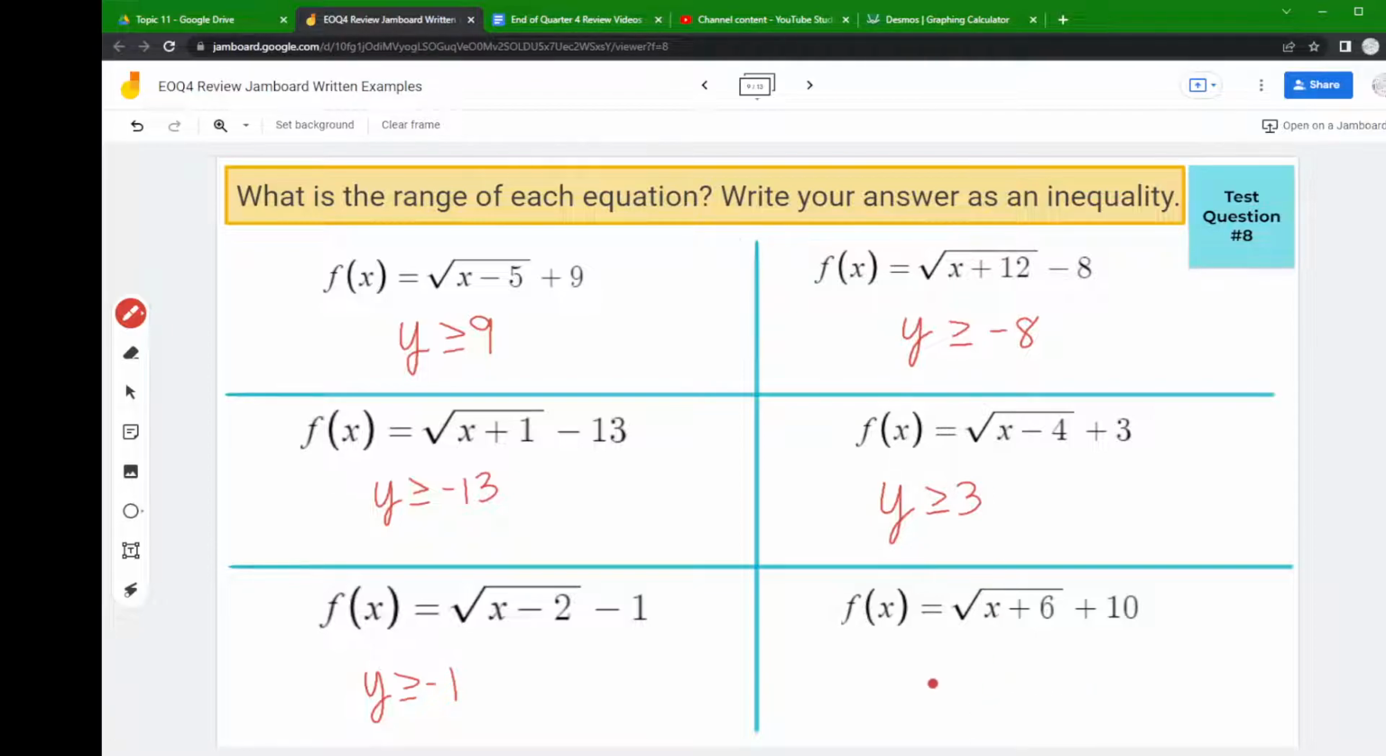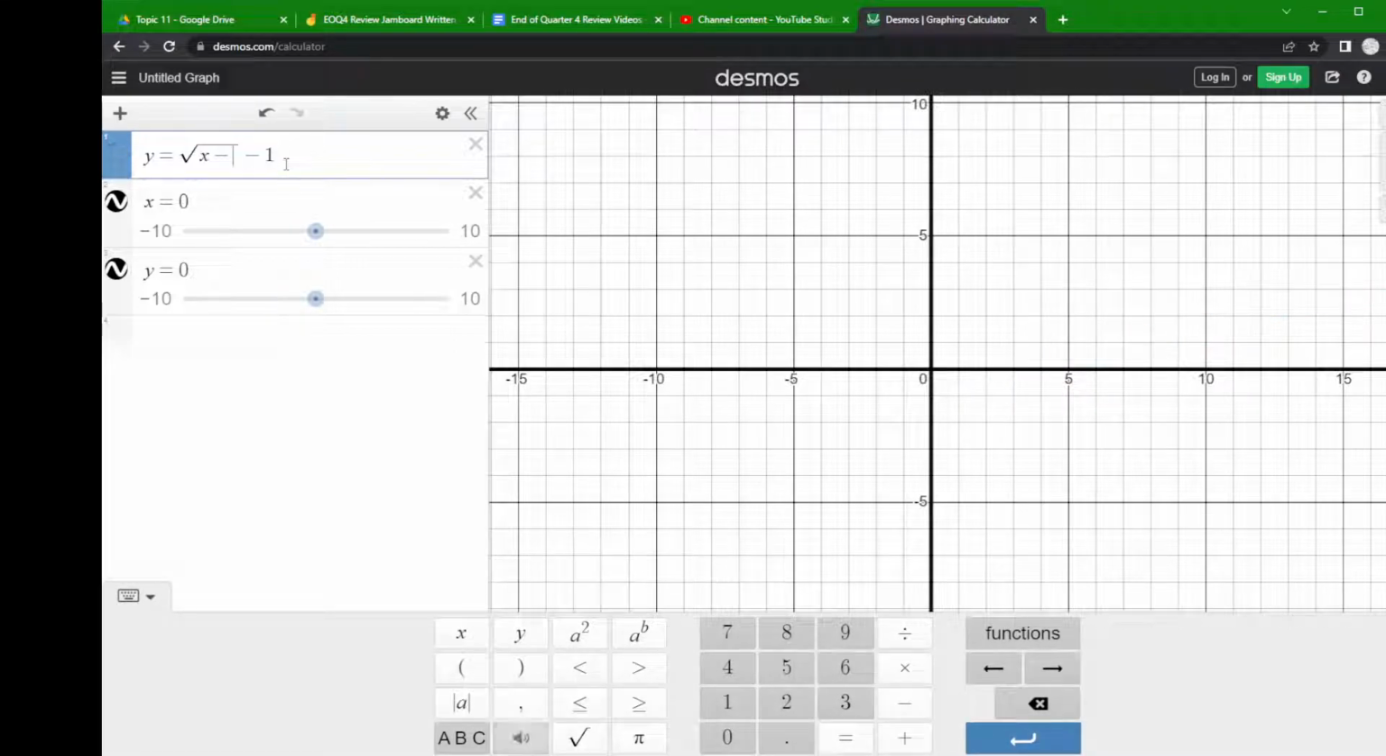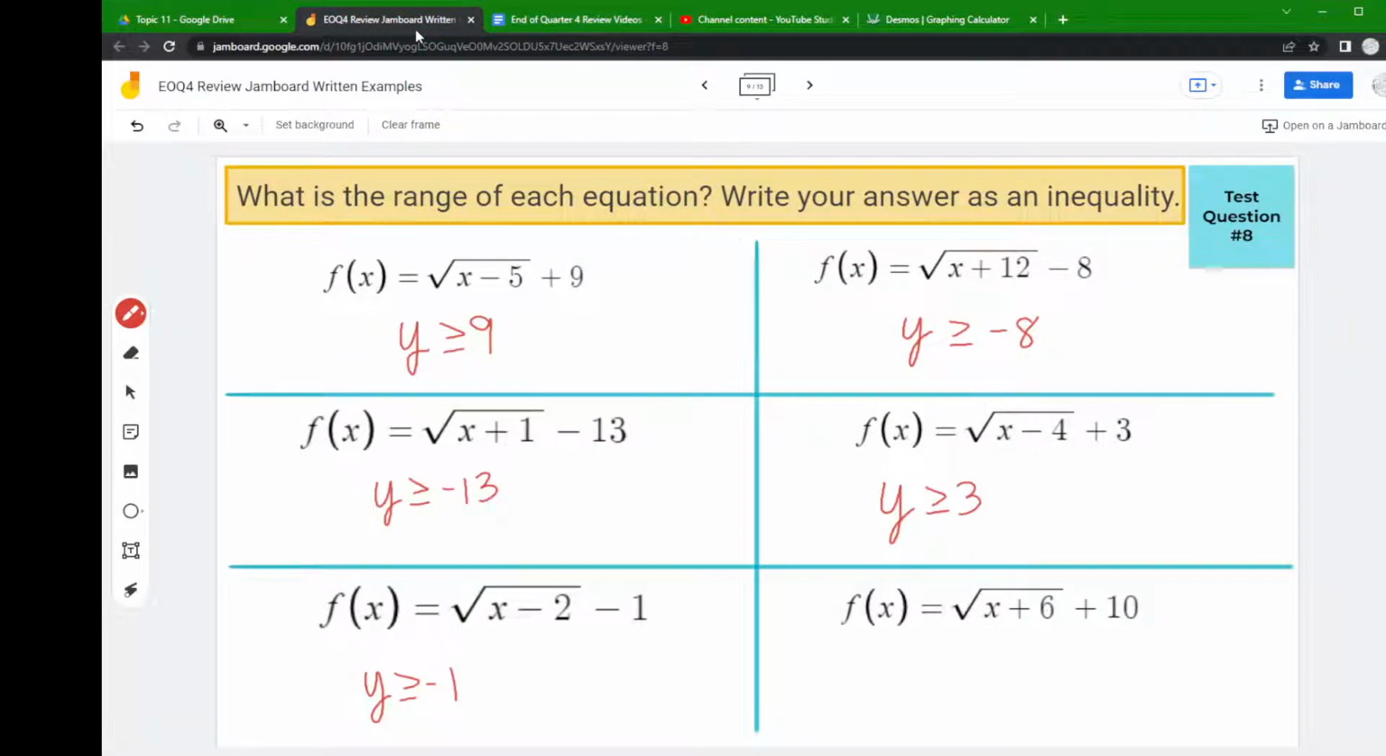Then our last one, I'm going to pop it into Desmos. The plus 6 that's on there is describing going to the left by 6, and then the 10 tells you that it went up by 10. So you can see it way over here. If I could click on it, there we go. So the minimum value here is 10, and then the graph continues to increase. So I would say that y is greater than or equal to 10. Not too bad if you remember your transformations.